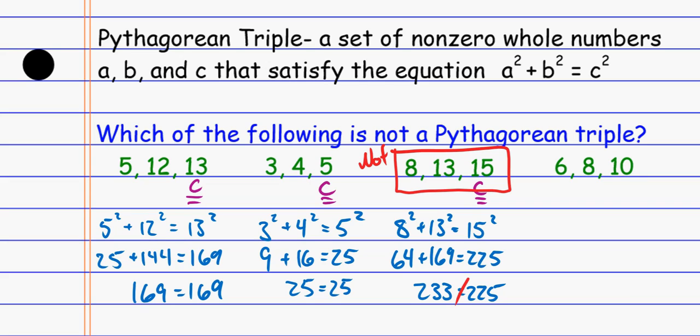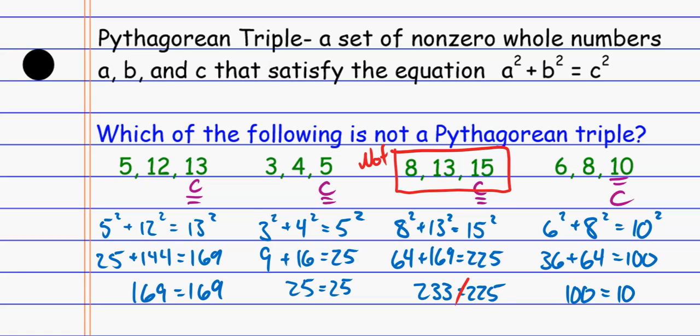And it didn't say that there was only one, so let's check the last one just to be sure here. And again, the C value, or the potential C value, has to be the biggest one. It has to be the 10 this time. So let's see, that's 36 plus 64. And I want to see if that equals 100. And now I add them up. And so this one does work. That one is a Pythagorean triple, okay? And so a Pythagorean triple is just, hey, three numbers that work for the Pythagorean theorem.